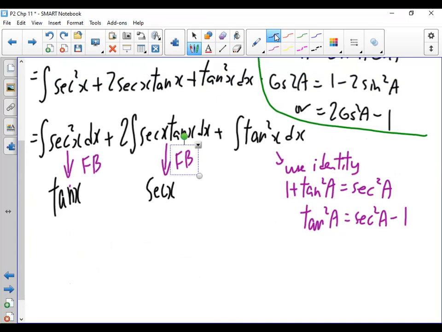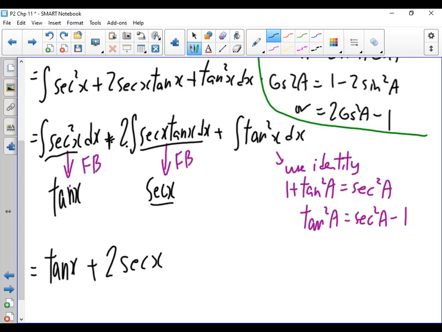After all the brainstorming, checking it one by one, I can rewrite the whole line. The integral of sec squared x is tan x. Plus 2, this one goes to sec x. The next one, I've not done any integration, so I keep the integral sign, but rewrite tan squared x as sec squared x minus 1 dx.